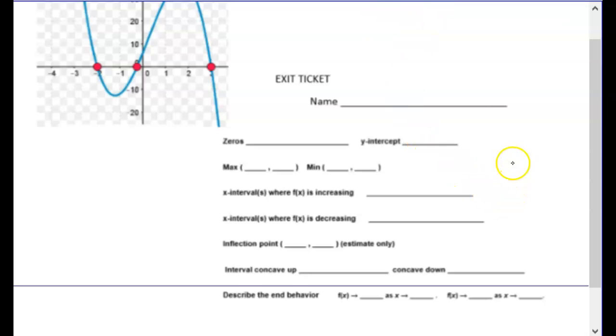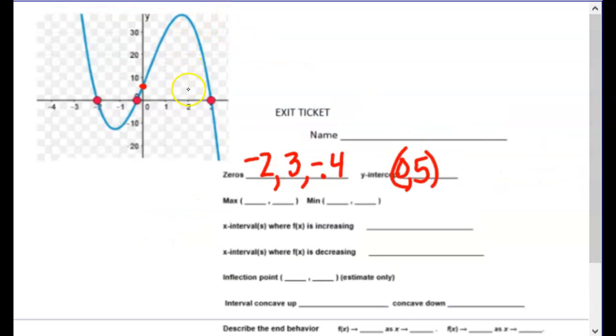Anybody rattling off zeros for me? -0.4 or something? Any order. Y-intercept, estimating 5, okay. And you don't have to write that one as an ordered pair either. I just always do because it reminds me of how you would get it on the calculator. You would put in the 0. All right, what about the max?